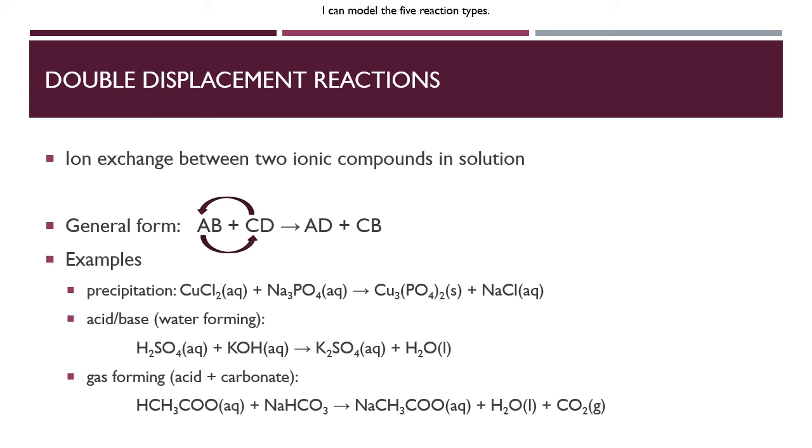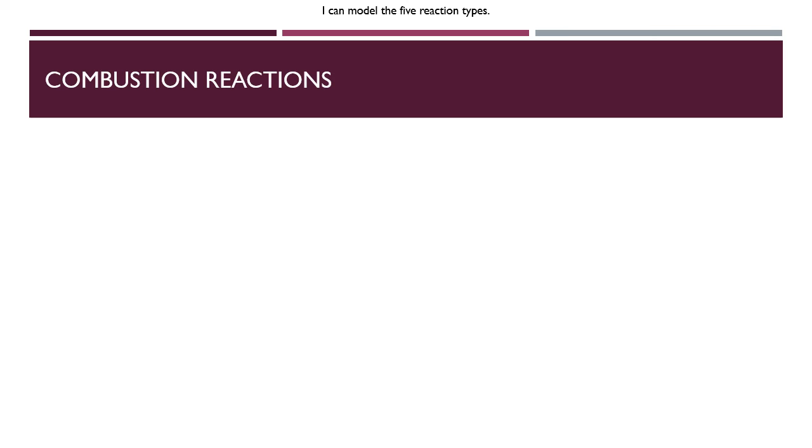So anytime we have an acid, and again, a good way to identify acids is whenever the formula starts with a hydrogen, an H. If we have any sort of acid reacting with a carbonate, whether it be HCO3, which would be bicarbonate, or carbonate itself, which is just CO3, we will always get water and carbon dioxide as products in our reaction. Okay, last reaction type here is known as combustion reactions.